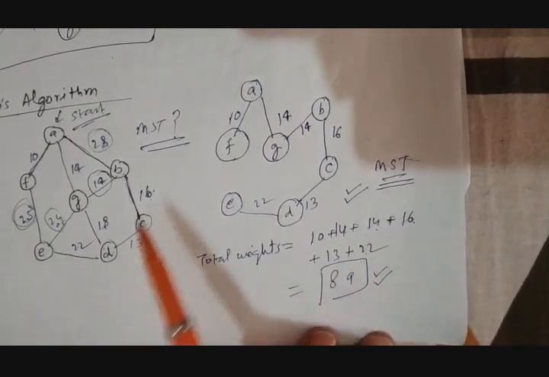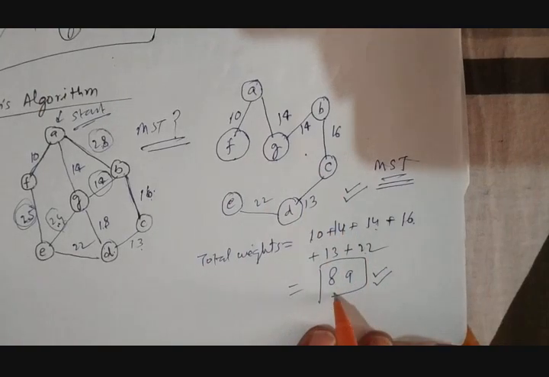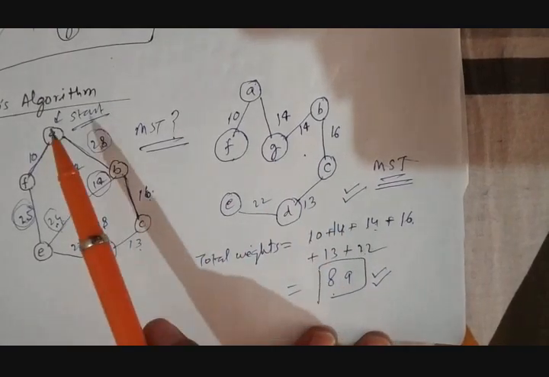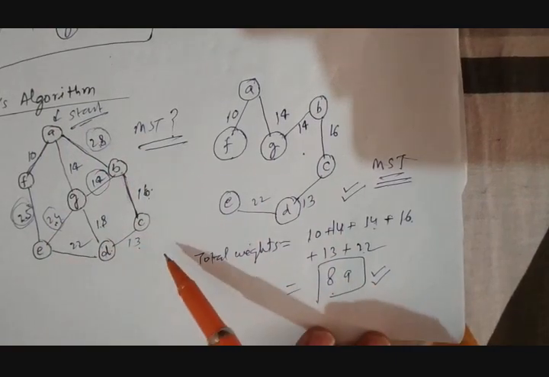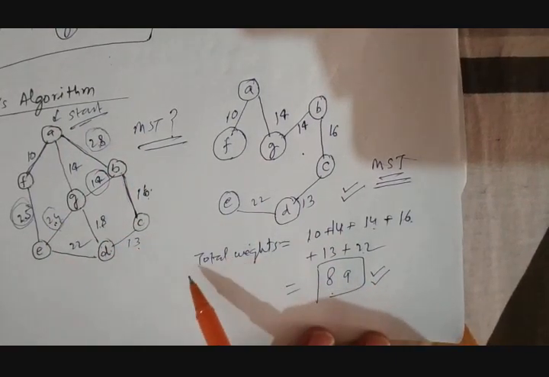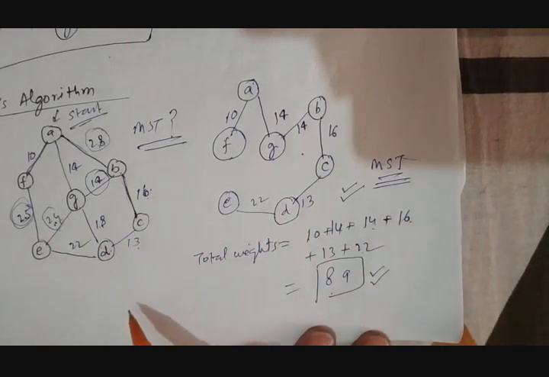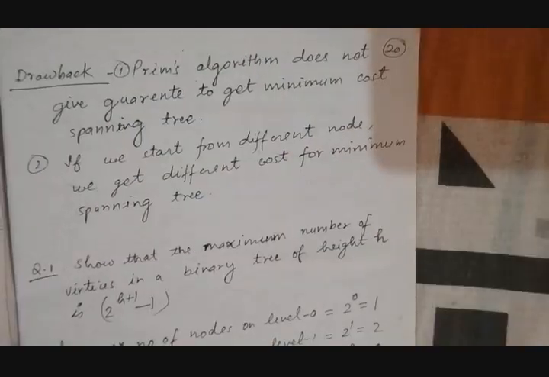Basically, the minimum spanning tree and the total weight of the minimum spanning tree using Prim's algorithm for this given weighted graph. So this is all about Kruskal's algorithm and Prim's algorithm. So thank you very much.